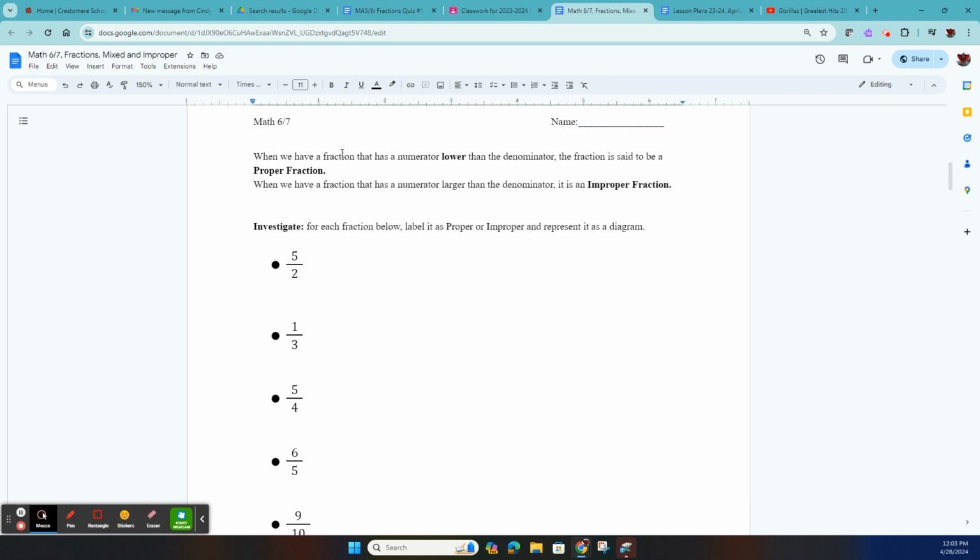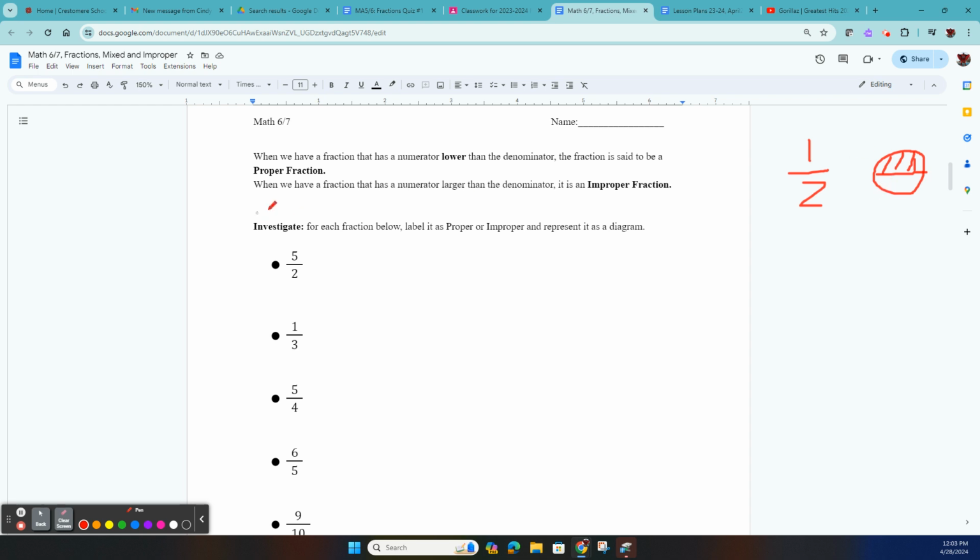So it says here, when we have a fraction that has a numerator lower than the denominator, the fraction is said to be a proper fraction. So what that means in plain English is something like this: 1/2. Our numerator is smaller than our denominator. We can represent that really quickly. Boom, 1/2, right? This is less than 1 whole, okay?